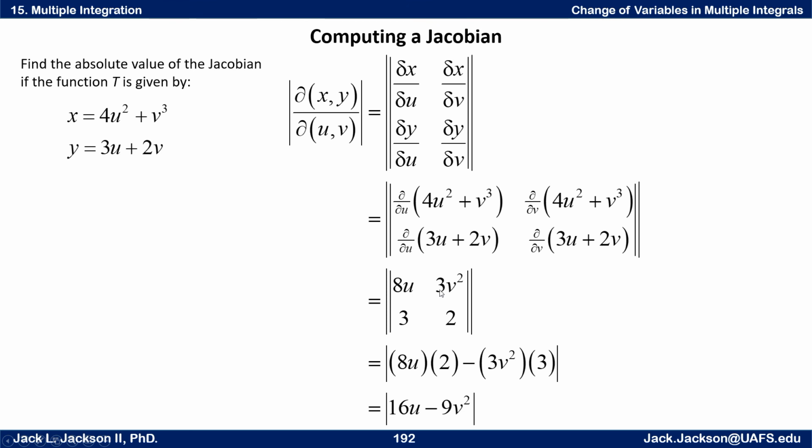So here you've got 8u, 3v squared, 3, 2, and we do that determinant, so it's 8u times 2 is 16u minus the 3 times the 3v squared is 9v squared there. So the absolute value of that determinant is the absolute value of 16u minus 9v squared. That's the absolute value of the Jacobian. So pretty straightforward to compute.